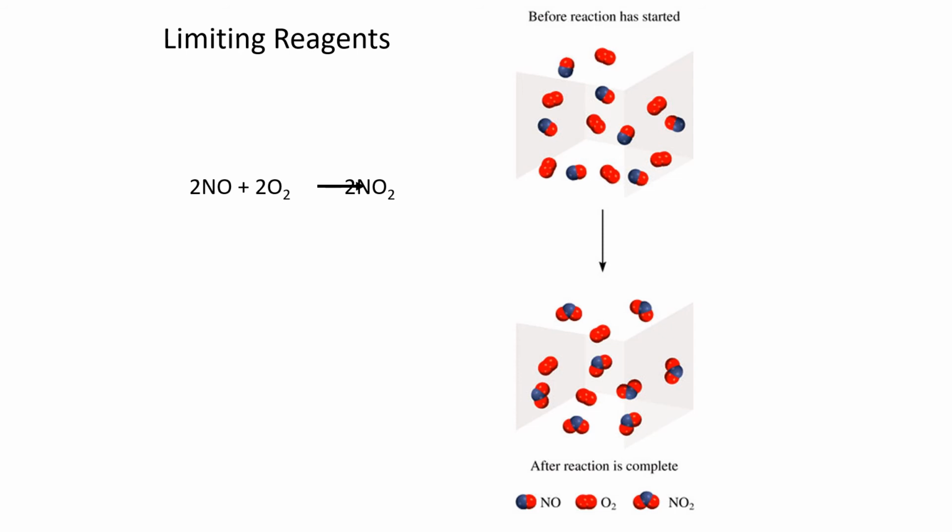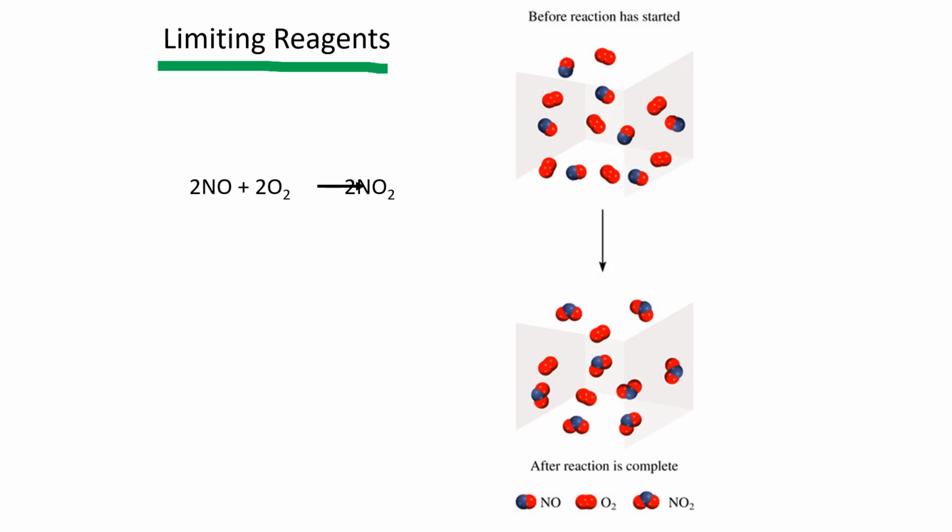We need to define limiting reagents. Here we have the balanced equation for a reaction of NO plus O2 giving us NO2, and there are 2 moles of each of those. I'm sorry that arrow went slightly askew. So here's a pictorial representation. Here are oxygen molecules. Here's our NO.